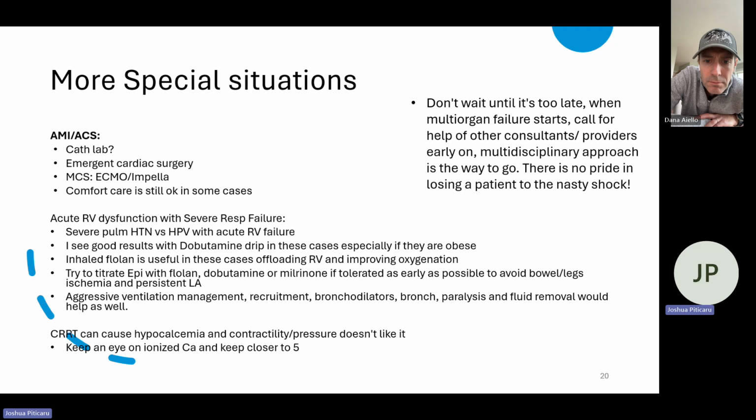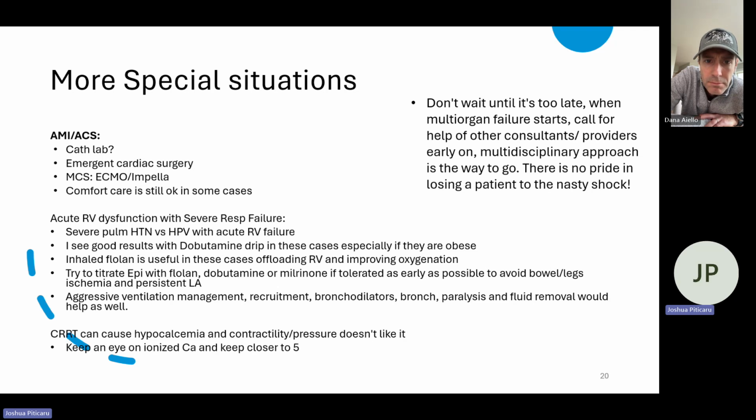But as soon as we put dobutamine on, all three pressors came off, which is crazy because you thought, oh, you're on epi, but the contractility you got from dobutamine was all this guy needed. He needed nothing else, and three high-dose pressors came off within 2 hours. So that's good.